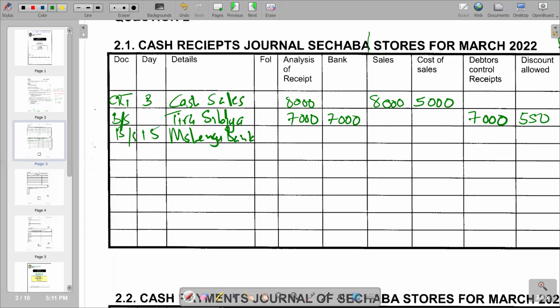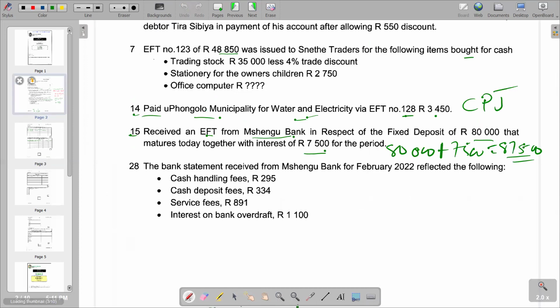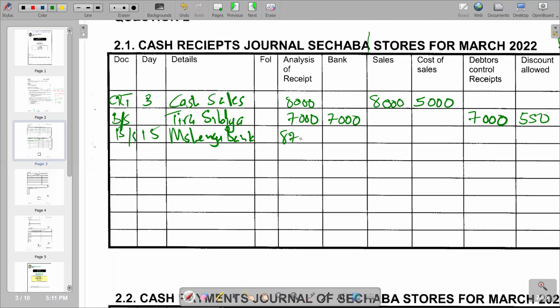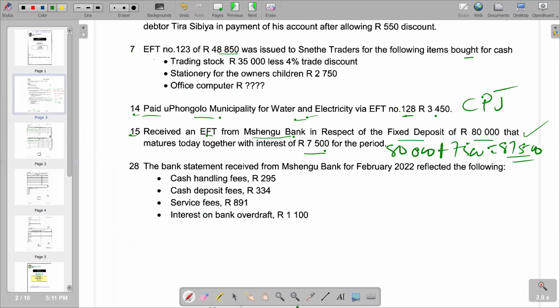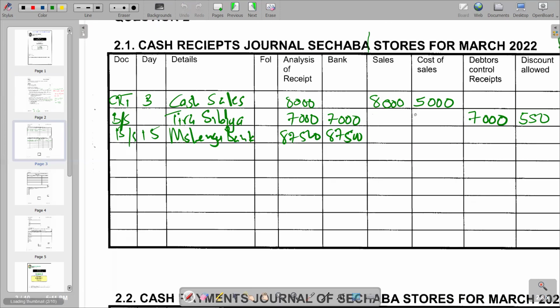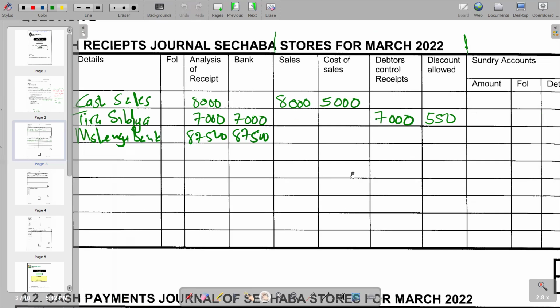And then the amount that we have, remember, we added our 80,000 plus 7,500 to get 87,500. So that's the figure that we are going to put here, 87,500. And it's going to be the same figure that comes under bank. And to check if the description of the transaction qualifies to be under sales, cost of sales, debtors control, discount, and fixed deposit, we see that we do not have any column for that. So it means that we have to put it under sundry accounts.